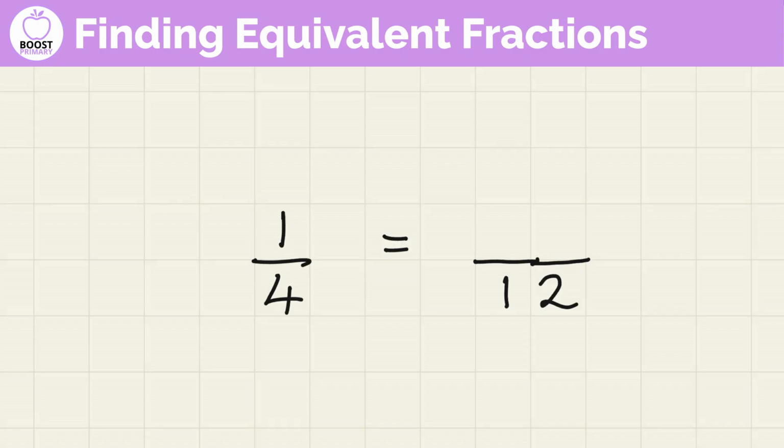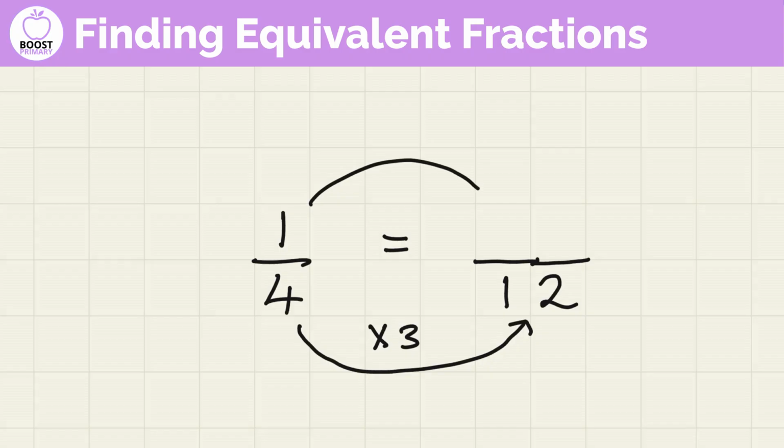In this first question, we're going to convert 1/4 into twelfths. Let's look at the denominator. 4 times 3 is 12. Whatever we do to the denominator, we need to do to the numerator. 1 times 3 is 3. 1/4 equals 3 twelfths. 1/4 is equivalent to 3 twelfths.